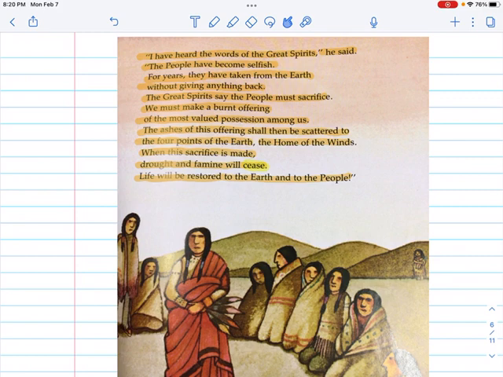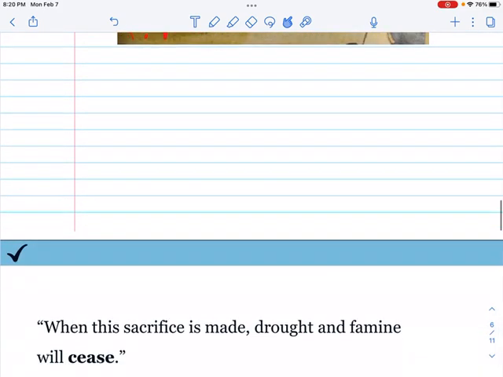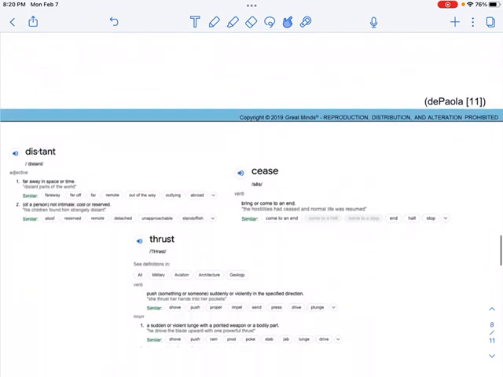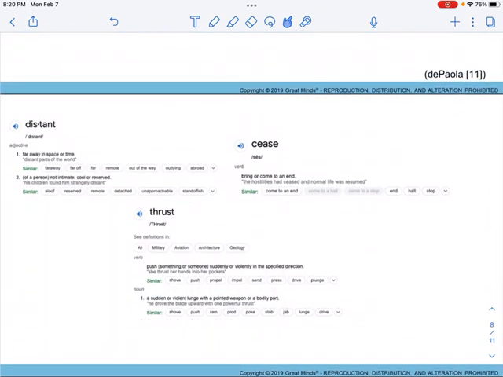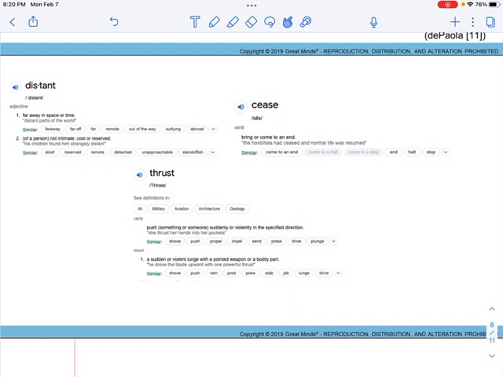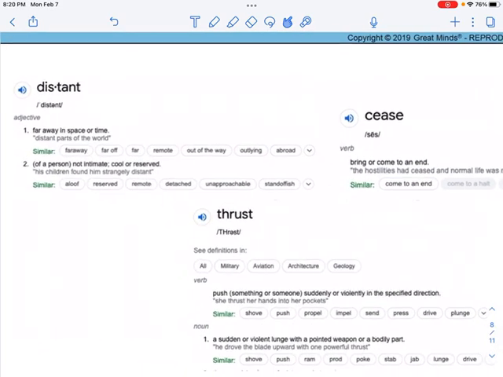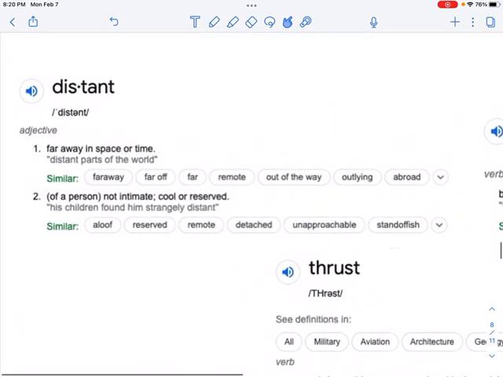Okay, hopefully you've had a chance to think about those words. When we don't know what a word means, we can also look it up in a dictionary. So let's take a look at what the dictionary says these words mean. Our first word was distant, which means far away in space or time. Now in this case, the girl was talking about a long time ago, so a far away time. Did that match your prediction?